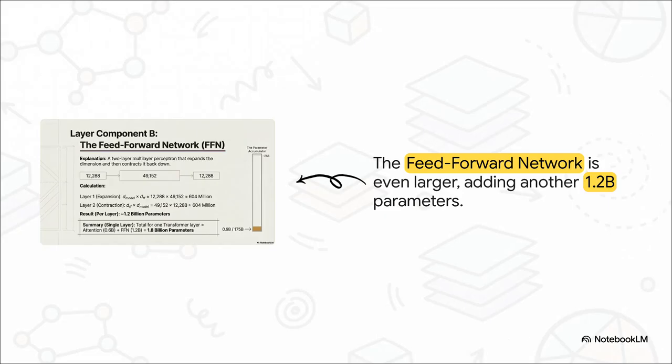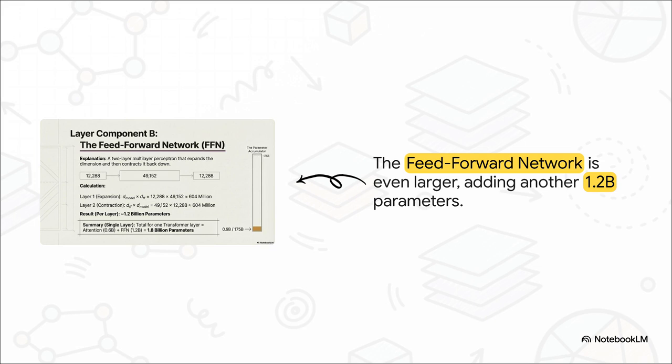Okay, now for the second room on each floor, and this one's even bigger. It's the feed-forward network. What it does is kind of cool. It takes the information, blows it up to 4 times its original size to think about it, and then shrinks it back down. This whole expansion and contraction thing needs 2 massive matrices, which gives us another 1.2 billion parameters.